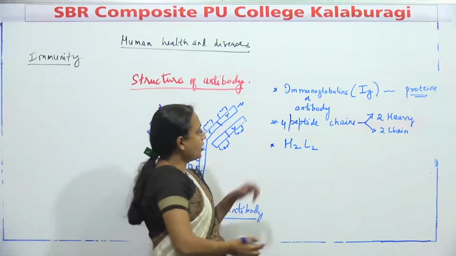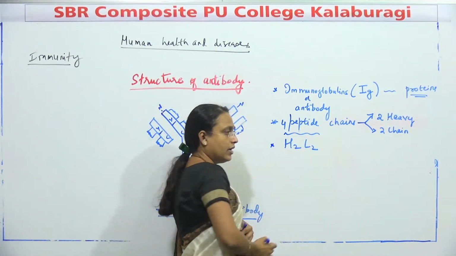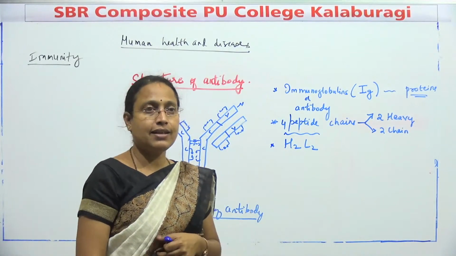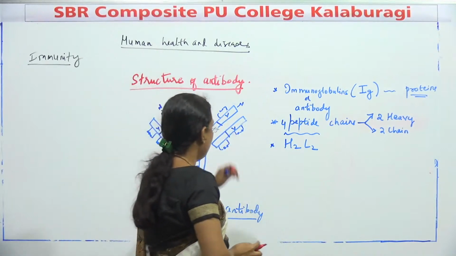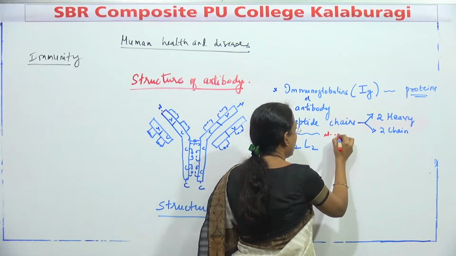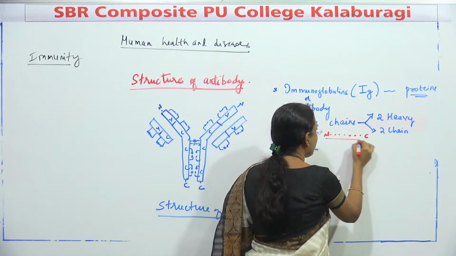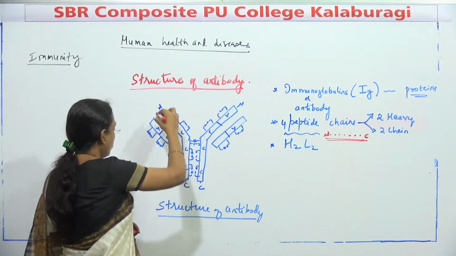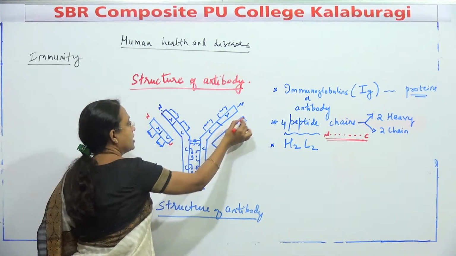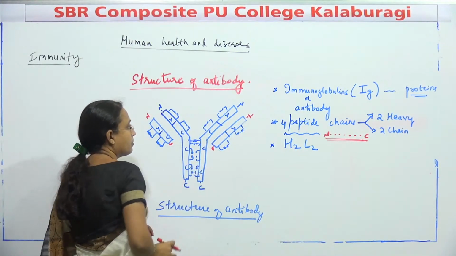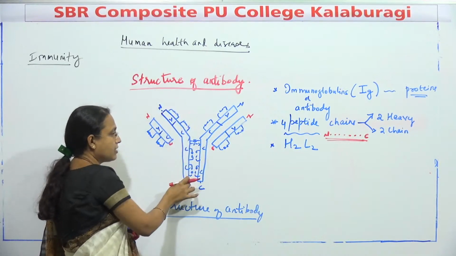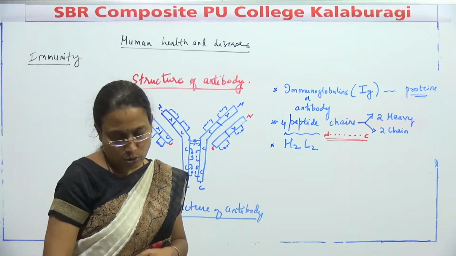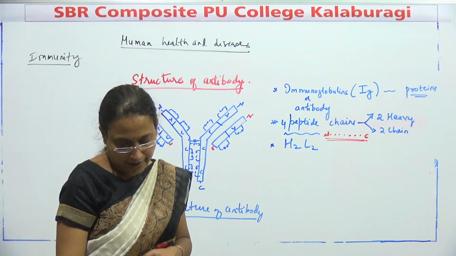Now, recollect here, this is a peptide. In the first year, in biomolecules, you have studied that a peptide should have ends, N terminal and C terminal. So the N terminal is the beginning, and the other end of the protein chain is called the C terminal. You can note here the N terminal and C terminal of the light chain, and similarly the N terminal and C terminal of the heavy chain. It's a peptide chain, so you should know that it is going to have the ends.